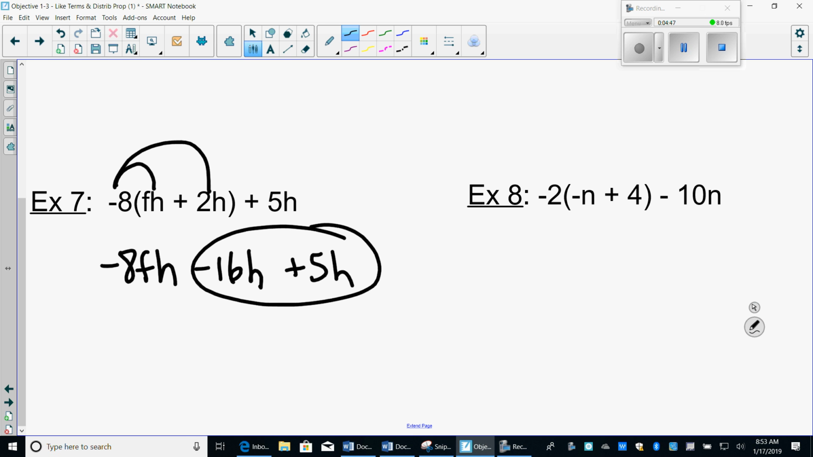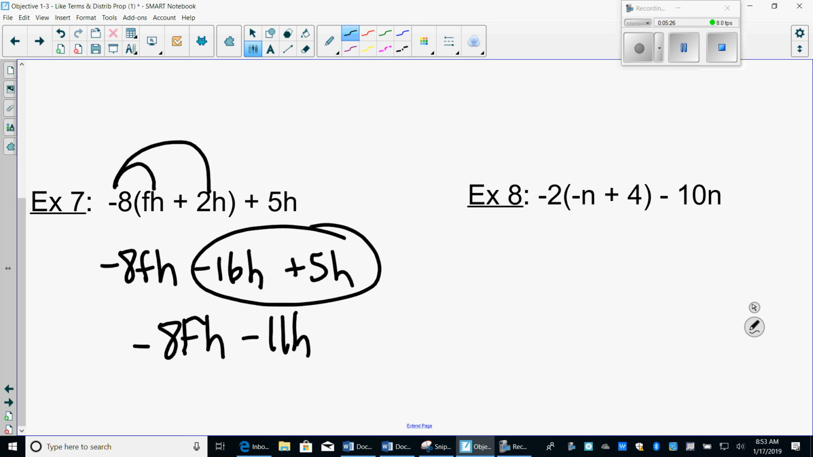What do you do with this guy over here? So negative FH, what's negative 16H plus 5H? Negative 11H. Are we finished? But these both have h's. Can you add them? Why not? One's FH, one's H. They don't match. They have to match identically in order for you to add or subtract them.